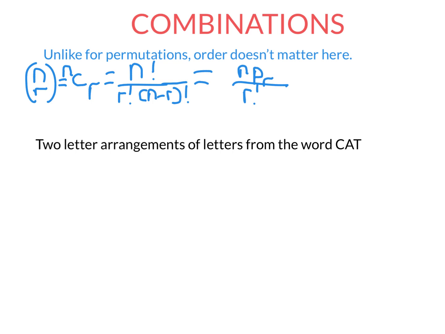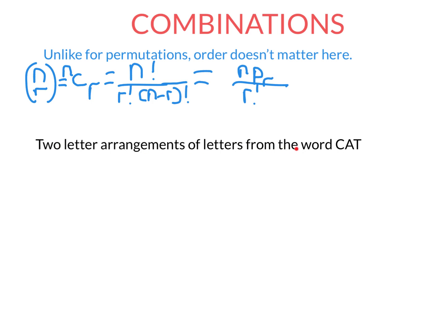If you are choosing r objects from a group of n and the order doesn't matter, the number of ways you can arrange them is n factorial over r factorial times (n minus r) factorial. This part here is nPr, so nCr is just nPr divided by r factorial. I'm going to do this example so that I can explain the difference between permutations and combinations.